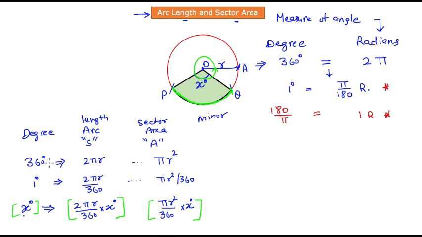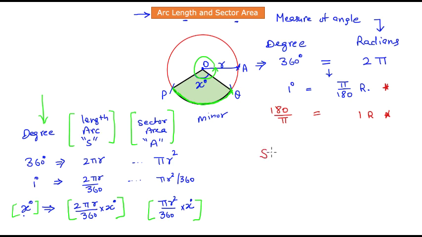Now this is what you have obtained, the arc length and the sector area when you have defined your angle in degrees. When someone says, I want to define my angles in radians, not in degrees, then I will follow these identical steps here.